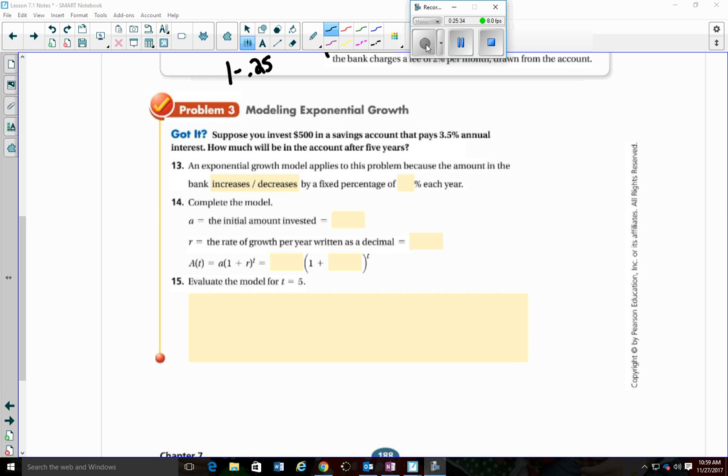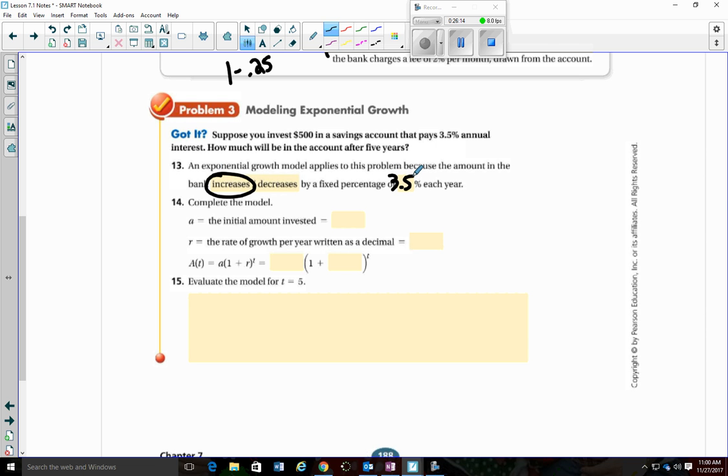Let's go through this scenario. So let's say we have $500. We're going to put it in a savings account. The bank tells you you're going to earn 3.5% annual interest. So annual means what? Yearly. Good. So how much will be in your account after 5 years? So you're just going to leave it in there for 5 years and see how much you have. So here we go. Is this a growth situation or is this a decay situation? It's a growth. All right, so it's going to be increasing because you're going to earn interest at 3.5%.